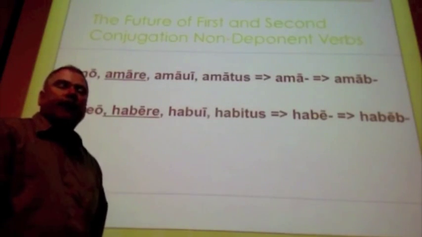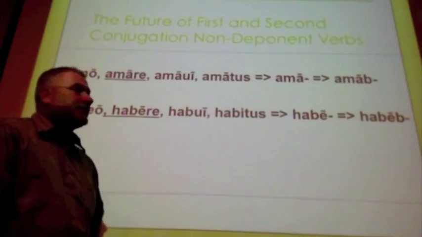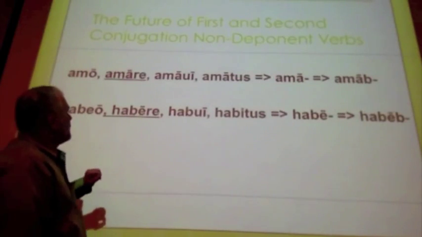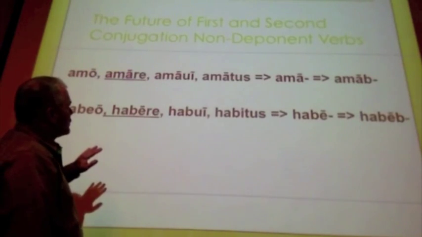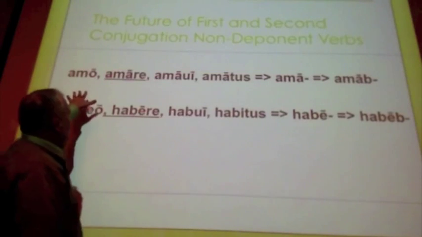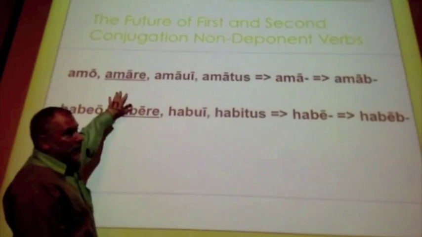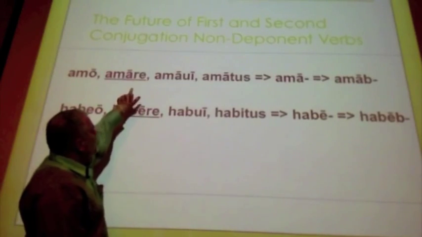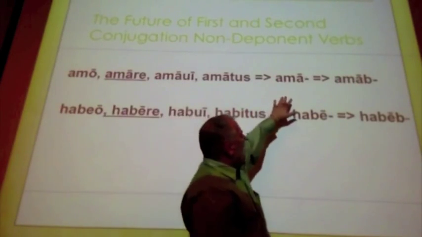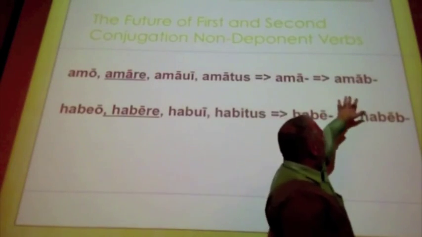First, we have to make a future stem. It's very easy. For a first conjugation verb like amo, amare, amavi, amatus, we take the infinitive amare, to love. We remove the re, and we get ama, and then we add a b, amab.